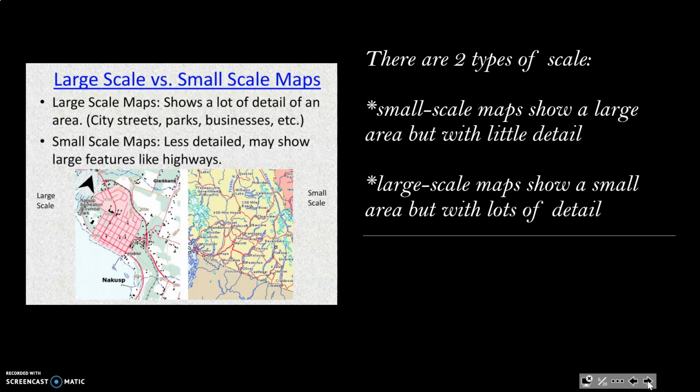A large scale map is the opposite, and that's the map on the left. So a large scale map is going to show a small area, it's zoomed in, but it has lots of detail. Think about using your GPS.